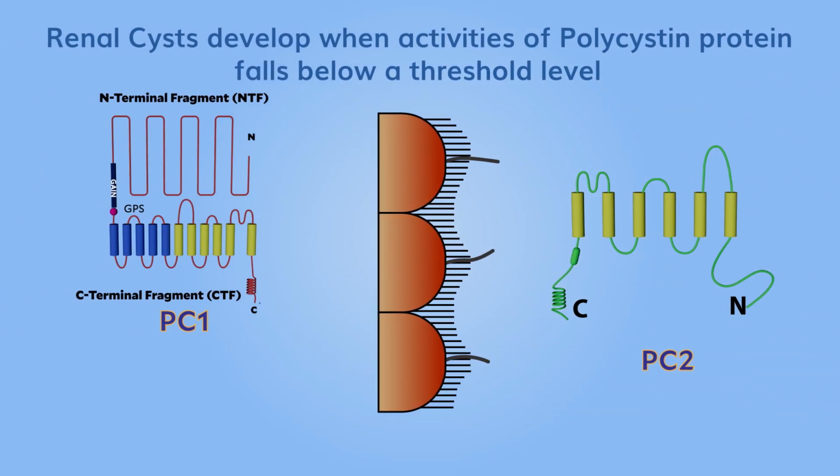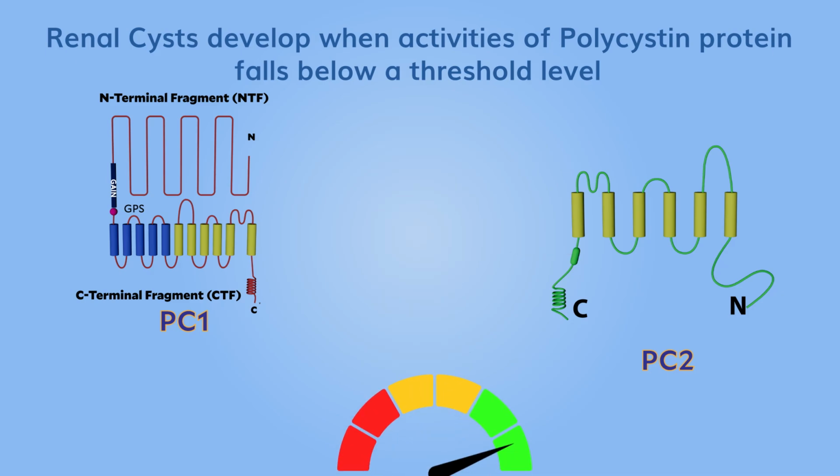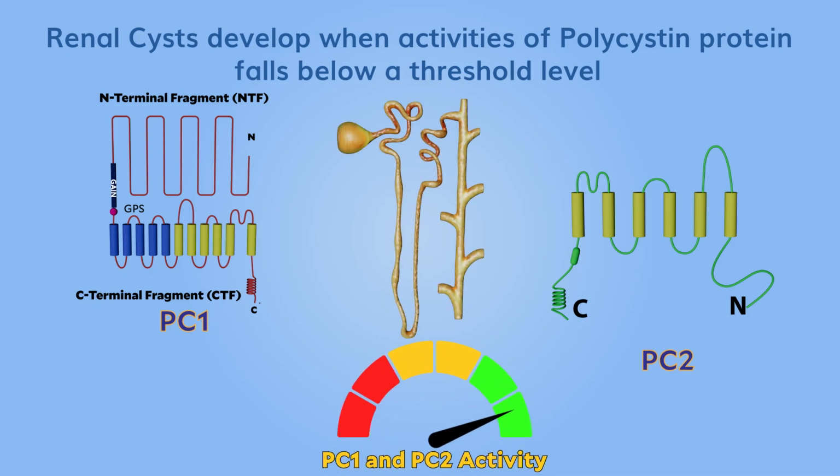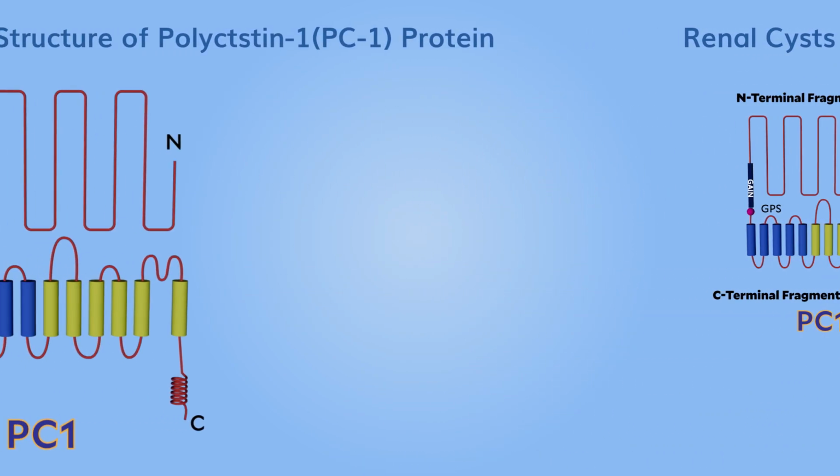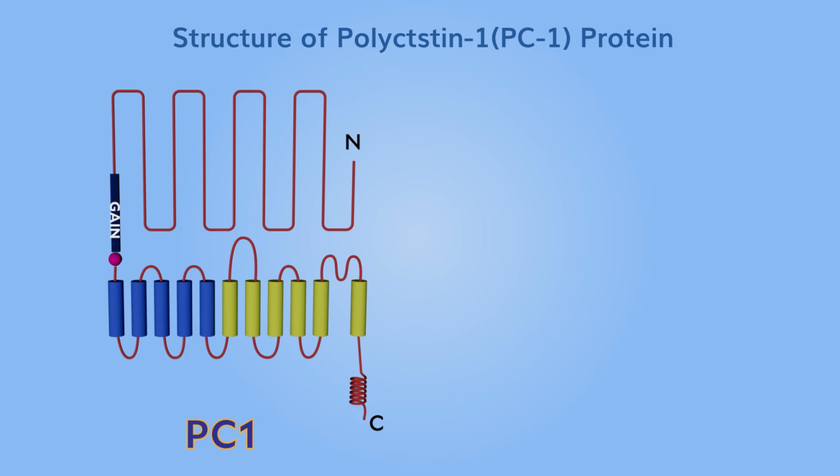Polycystin-1 and 2 proteins localize to primary cilia of the renal tubular epithelial cell and regulate cell-cell interaction and function. Cysts are formed in ADPKD kidneys when the activities of the polycystin proteins fall below a threshold level. Now let's learn about the structure of the polycystin proteins.